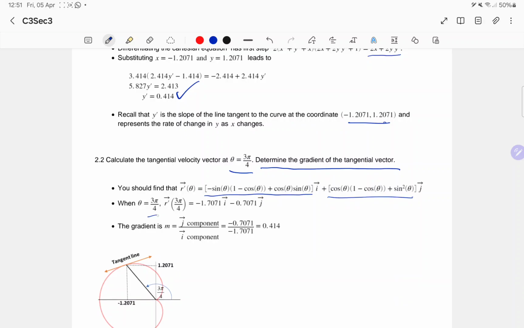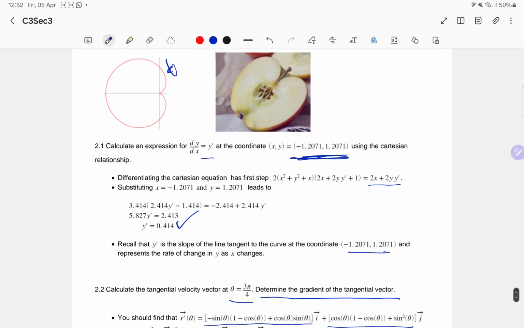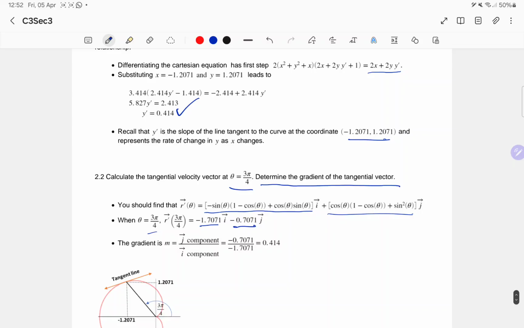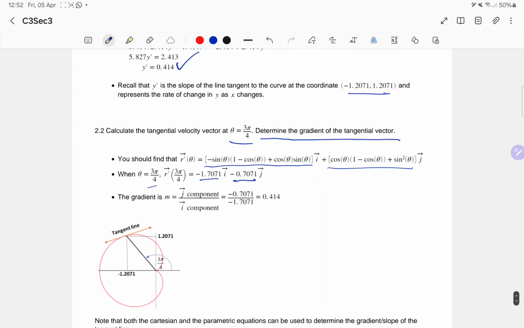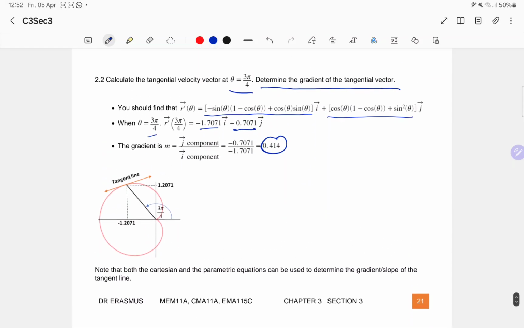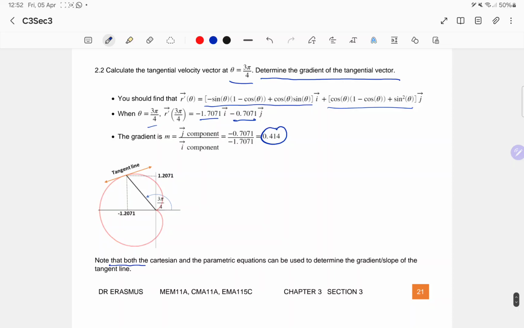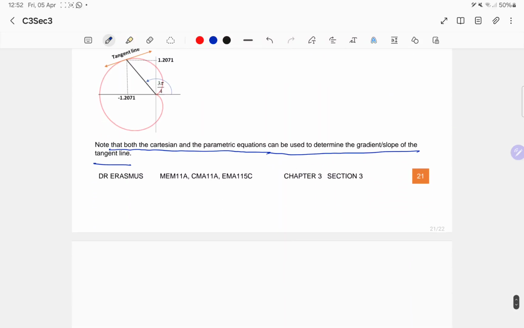So at theta equals 3 pi over 4, then you should be able to get these values in the I direction and in the J direction. So the gradient is given by the J component divided by the I component. So you should get this constant. And something to note, that both the Cartesian and parametric equations can be used to determine the slope of the tangent line.